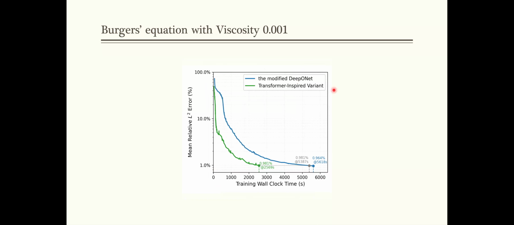And for the variant TF, marked as the golden marker just now, we can also compare the convergence of the mean L2 relative error with respect to the wall clock training time. In this plot, the blue curve is the modified DeepONet, and the green curve is the Transformer-inspired variant TF. In this representative draw, the variant TF achieves its final mean L2 relative error of around 1% in 2,500 seconds. But the modified DeepONet attains the same level of accuracy in more than 5,000 seconds. This comparison reveals the efficiency of variant TF.